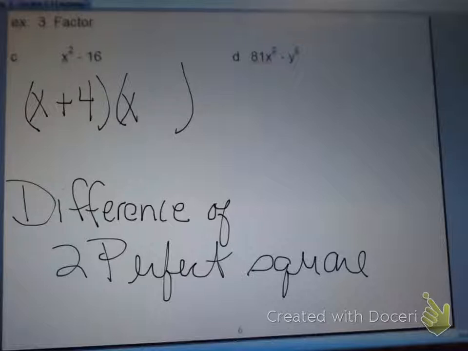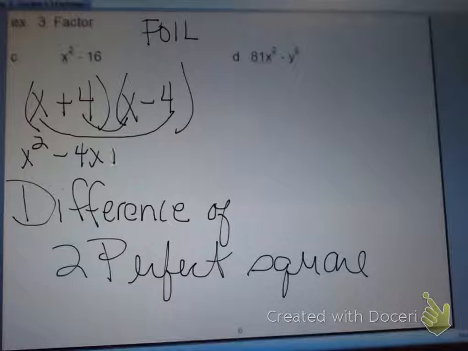So when you multiply these two together, doing the FOIL method, let's go ahead and do the entire FOIL method on this one. X times x is x squared. My outside term is a negative 4x. My inside term is a positive 4x. And my last is a negative 16. So notice that my two middle terms go away. So we get x squared minus 16.